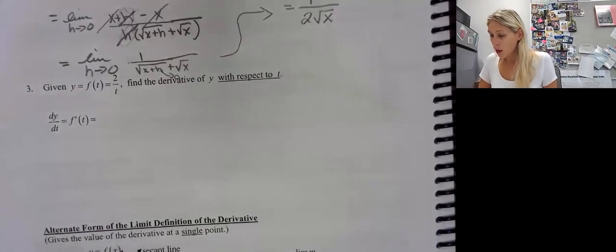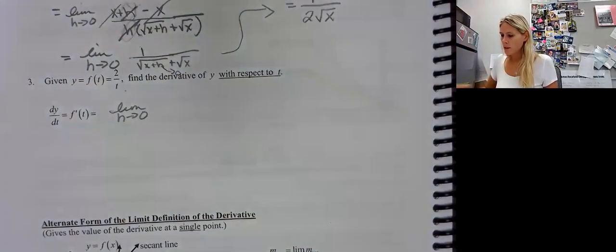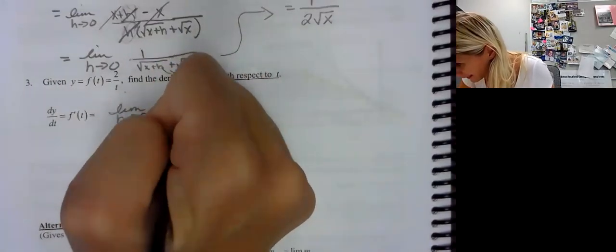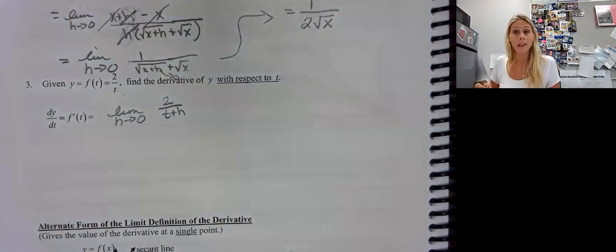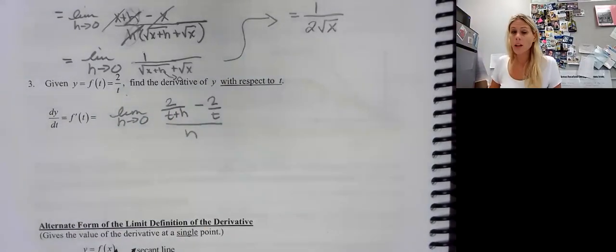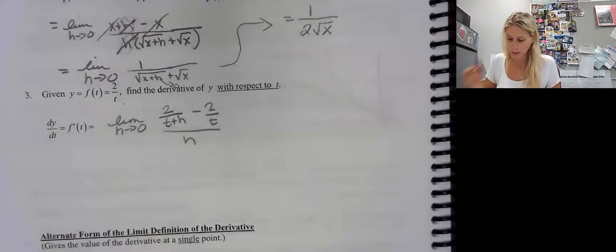All right, so I have to put down limit as h approaches 0. And then remember we do t plus h first. So anytime I see a t, I'm going to replace it with a t plus h, because that's in the start of my limit definition. Then I subtract the original, which is 2 over t, all over h. Be careful how much you're writing, guys. So I'm going to start writing across because we have to do some algebra here.